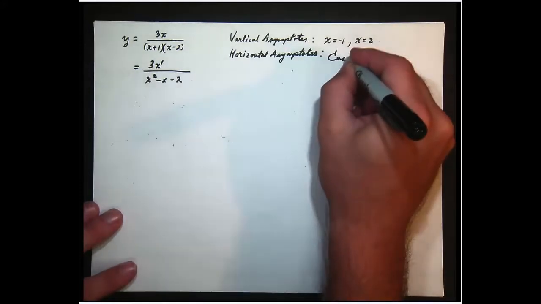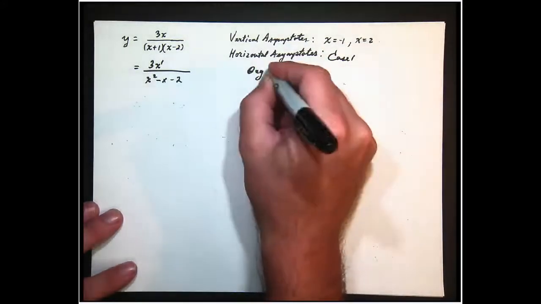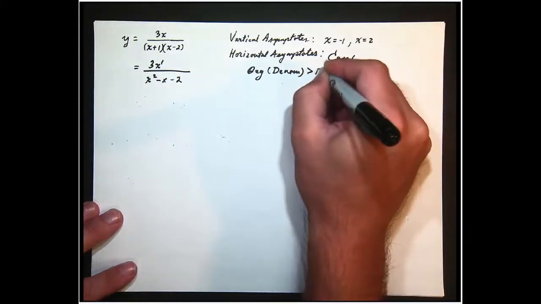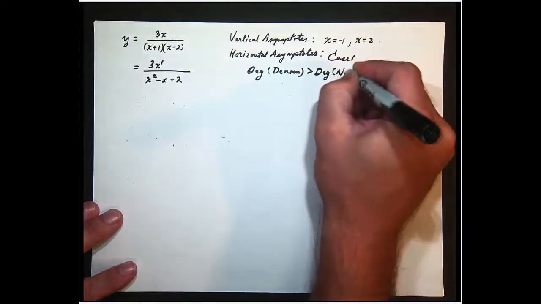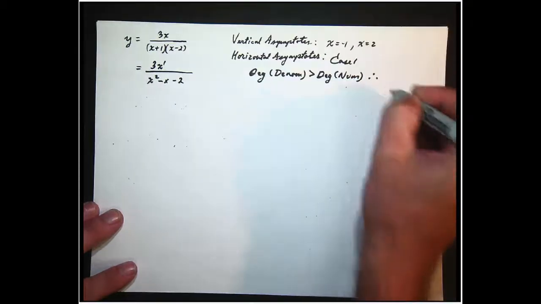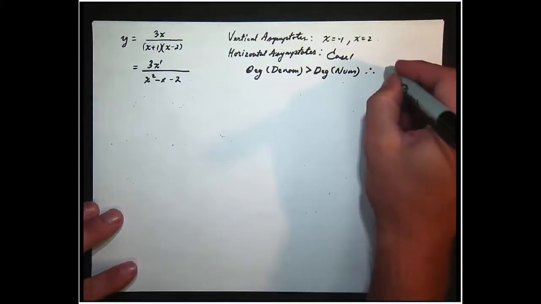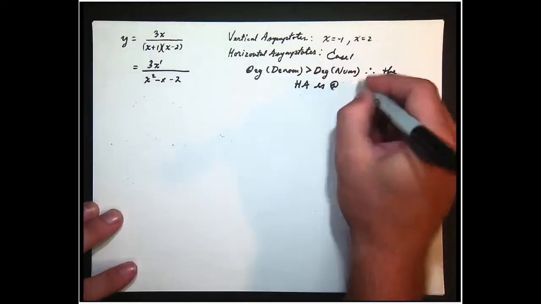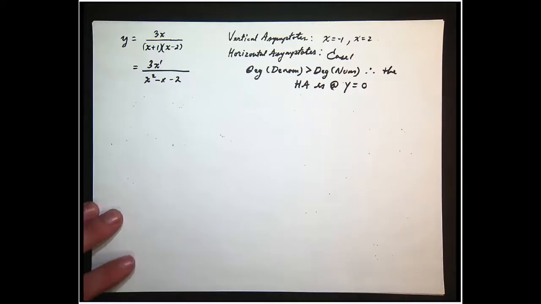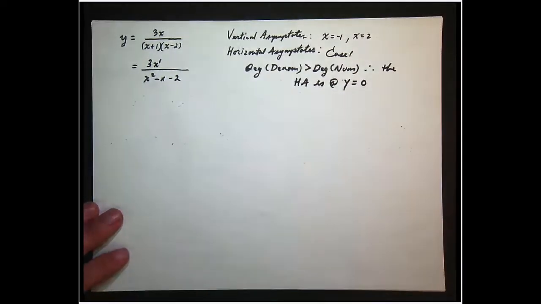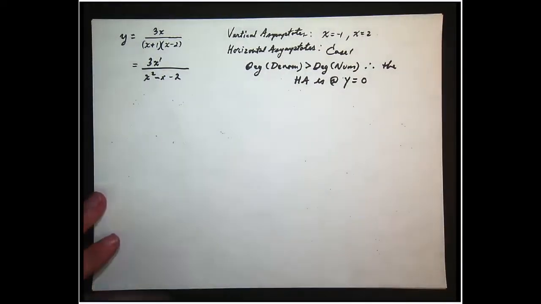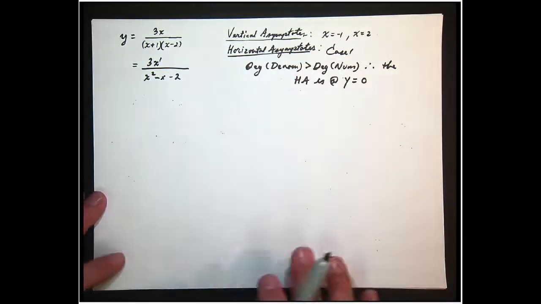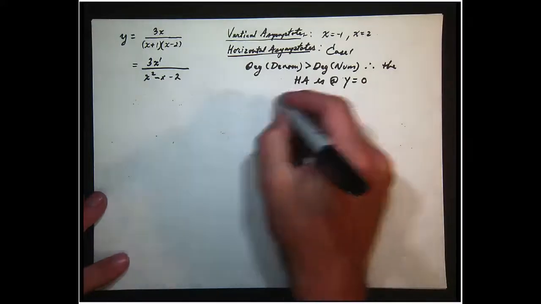So this is case 1: degree of denominator is greater than degree of numerator. So therefore, the HA is at y equals 0. The horizontal asymptote is at y equals 0. So now we have 2 objectives completed. Next we're going to look for x and y intercepts.